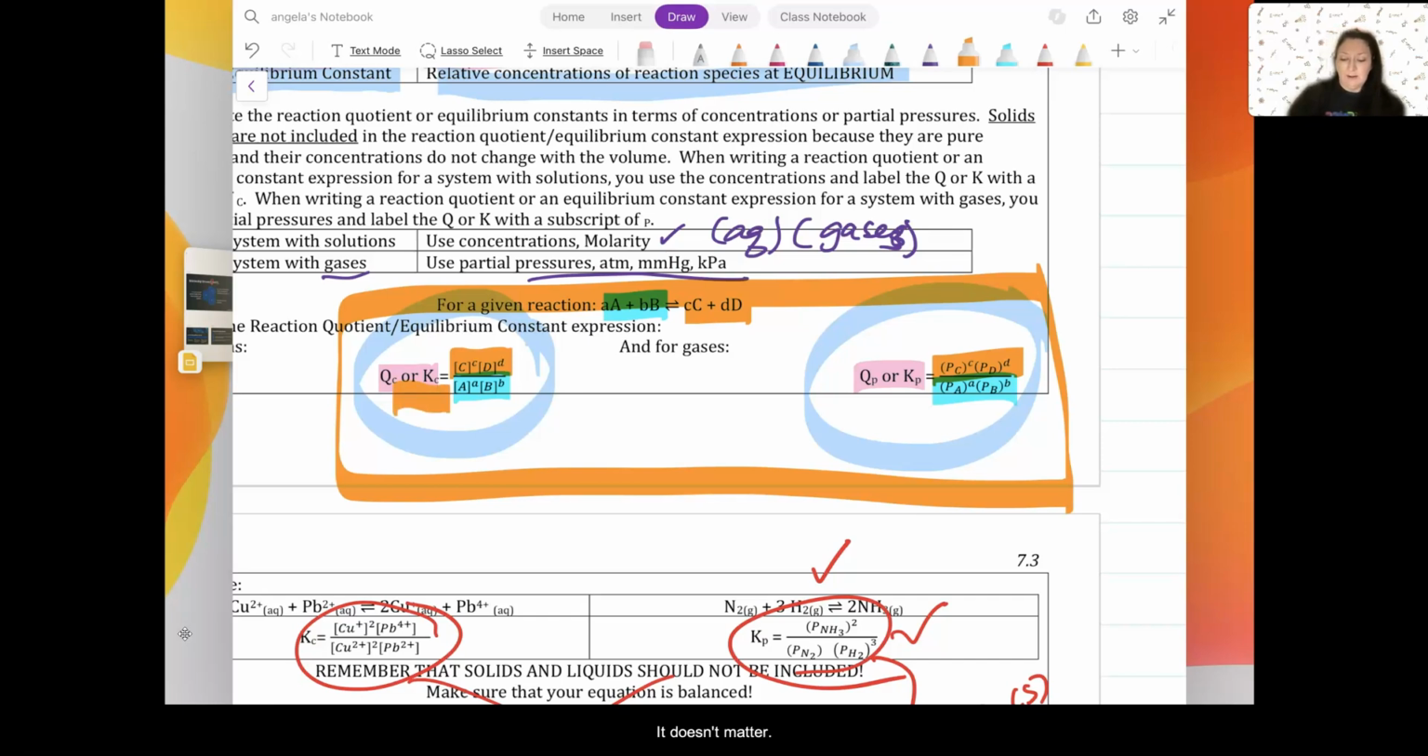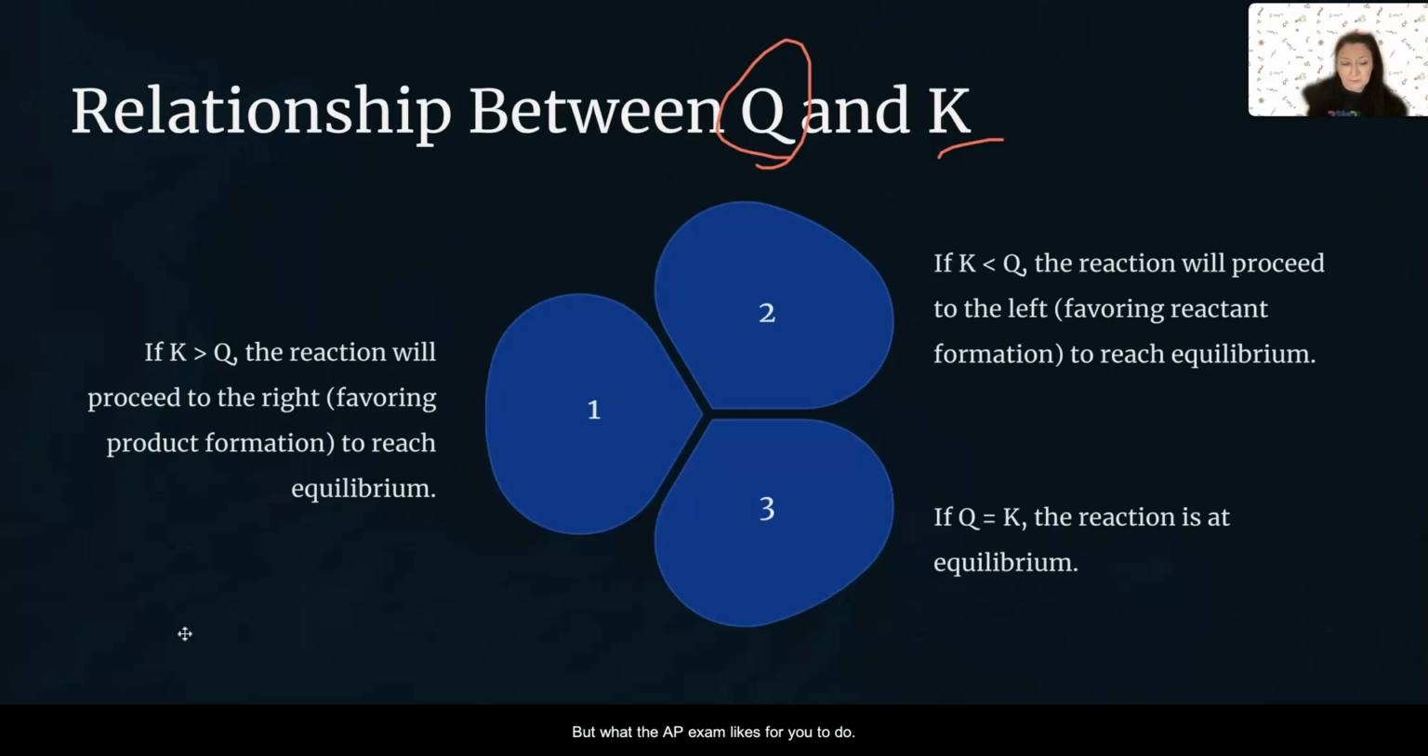Okay, we calculate Q and K the same way. It doesn't matter. But what the AP exam likes for you to do, and we're not going to do it yet, but I just want to introduce it so you know why we are talking about Q or K. In 7.4, so in today's lesson, we're only calculating K. But again, if you're not sure, you calculate Q, and then you can figure out where you're going.